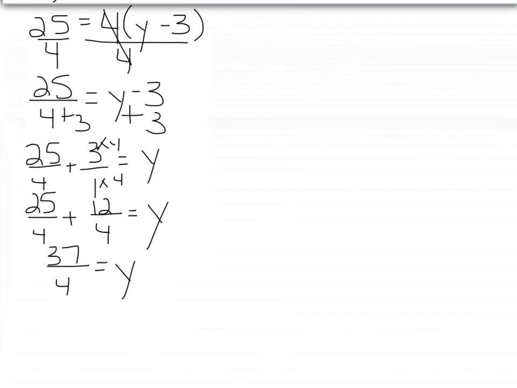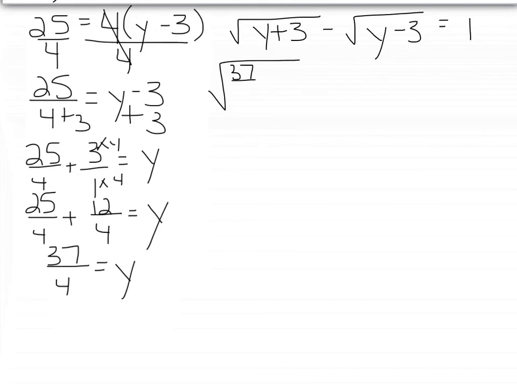The original equation said the square root of y plus 3 minus the square root of y minus 3 is equal to 1. So wherever there's a y, I'm going to plug in 37 over 4. 37 over 4 plus 3 minus 37 over 4 minus 3 equals 1. Go ahead and put your 3's over 1 because you're going to have to add fractions.